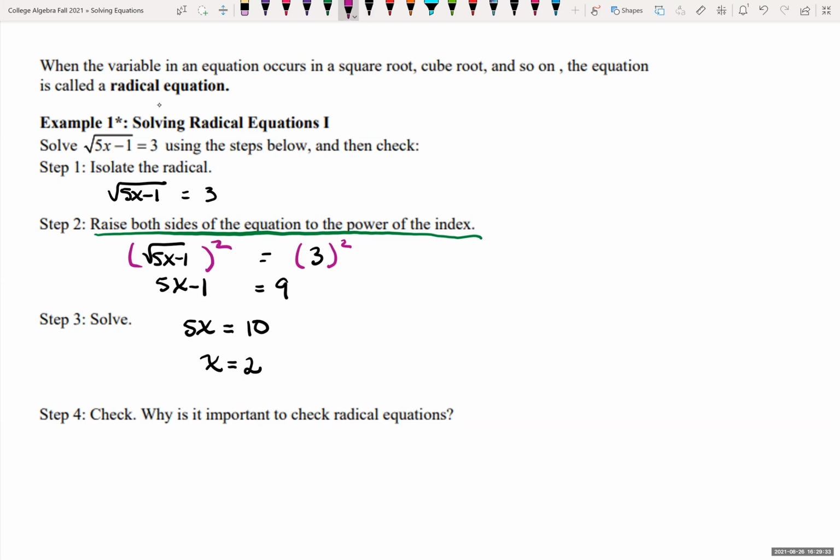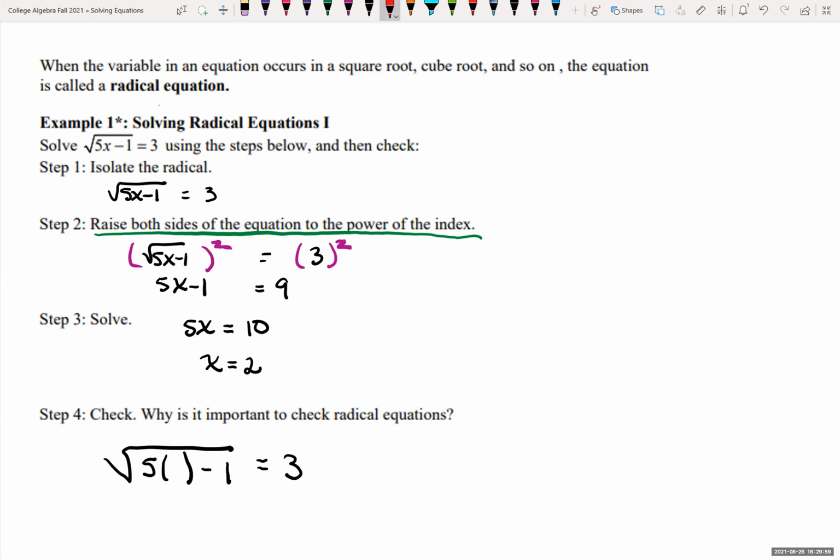So we raise both sides by an even power, so we need to check. And so we're going back into the original equation, and wherever I see an x in the original equation, I'm going to first replace that with parentheses. So we have the square root of 5, I see an x there, so let's put parentheses, and then minus 1 underneath that radical, and then equals 3.